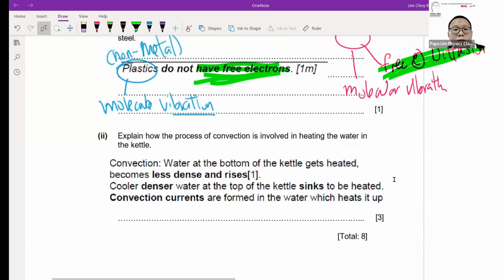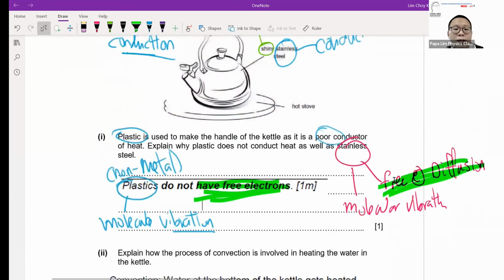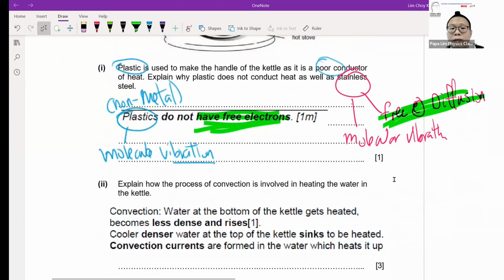Explain how the process of convection is involved in heating. Oh, that's easy. Heating of water is a classic question of how convection works. So remember the keywords. Convection is about the change in density. But for change in density, don't just say hot rise, cold sink. You need to mention the density. For example, you need to talk about the hot water being able to rise, and because of the density, you must make reference to the density. Then the colder water, being denser, sinks to the bottom to be heated up. So it's a two-step process.